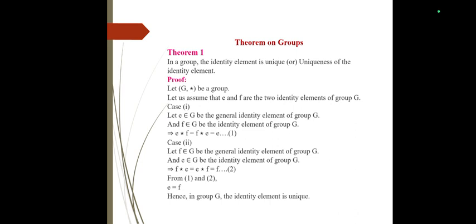So we'll see case 1. Let e belonging to G be the identity element of G, and f belonging to G be the general identity element of group G. So from this we have e star f is equal to f star e equal to e, and we'll keep this as equation 1. Next we move on to case 2. Let f belonging to G be the identity element of group G and e belonging to G be the general identity element of group G. For this, f star e equals e star f is equal to f. So from equations 1 and 2, we can conclude that e is equal to f. That is, in group G, the identity element is unique. There exist no two different identity elements in a group.